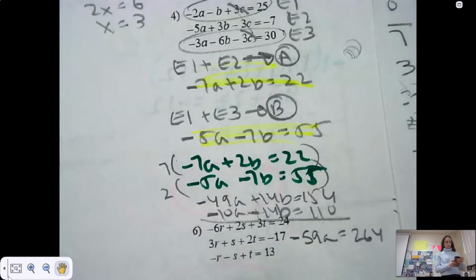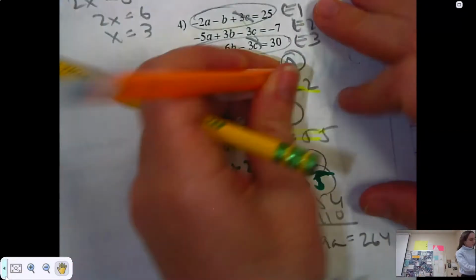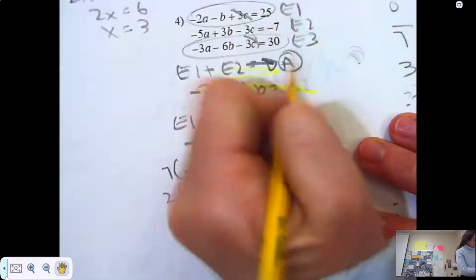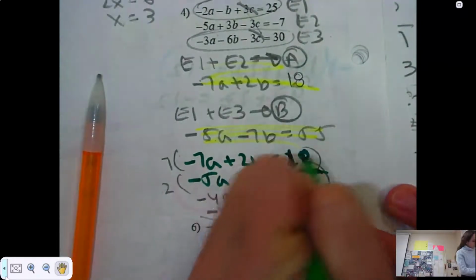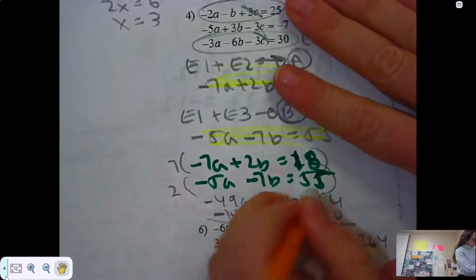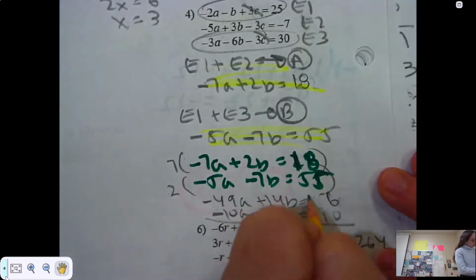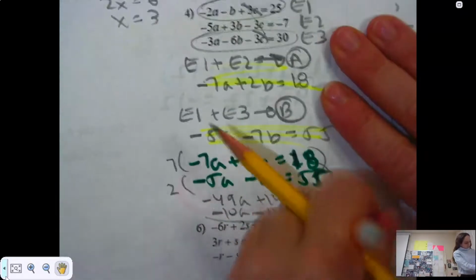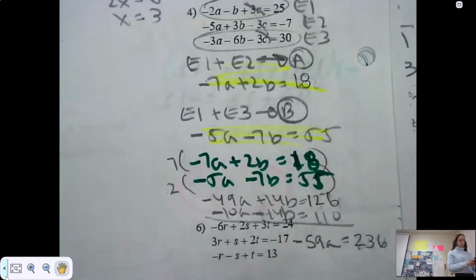Let me get my calculator out. I feel like I went too fast. Yep. Okay, I'm going to pause it and find my mistake. So when I divided, because I'm human, I said 25 minus 7 was 22, something you guys probably caught. So let's make that 18, which means this should be 126, which means this should be 236. Let's see if it works this time.